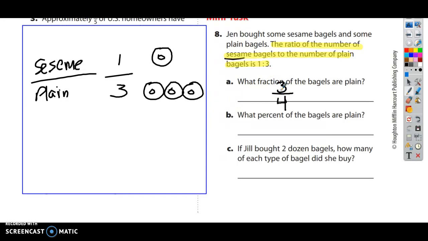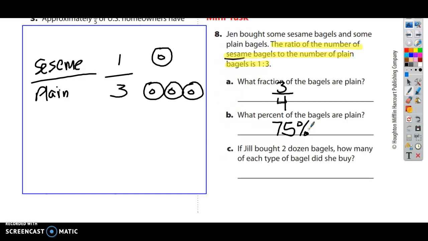Question B says, what percent of the bagels are plain? Well, what percent is 3/4? We've memorized this one. 3/4 is equal to 75%. All right, question C reads, if Jill bought 2 dozen bagels, how many of each type of bagel did she buy?